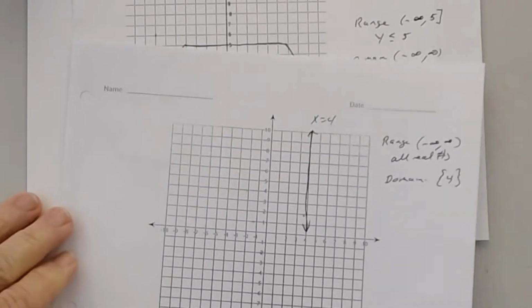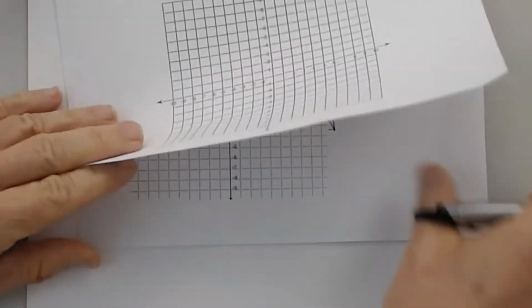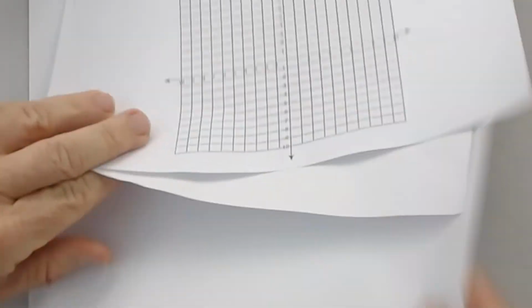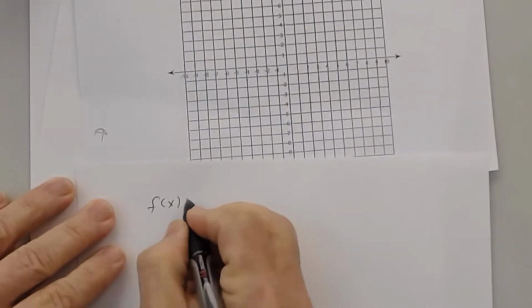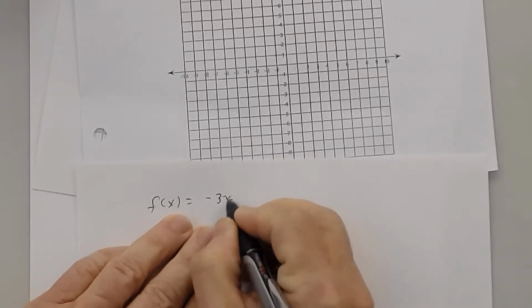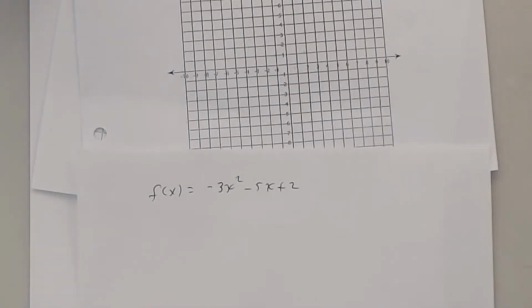All right? Okay, then we also started talking about, actually we talked about this. So if f of x is equal to negative 3x squared minus 5x plus 2, let's say. And that's function notation. And remember, f of x means the same thing as what letter? The y. All right? And remember, this is quadratic.